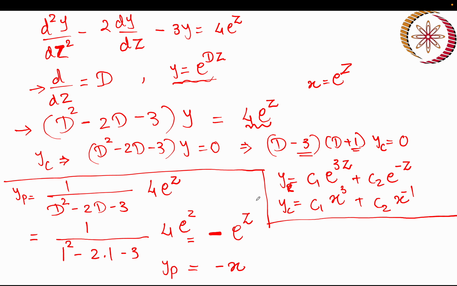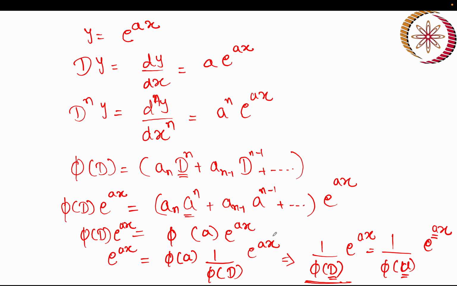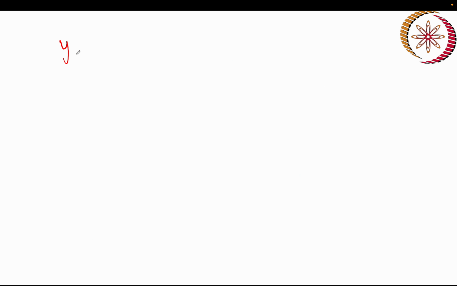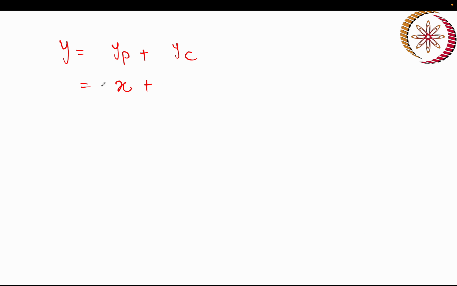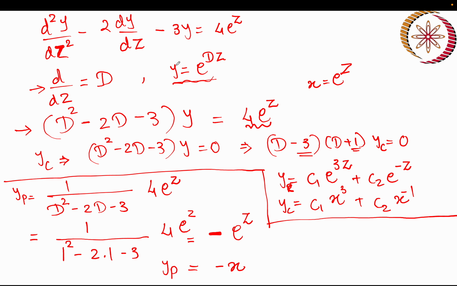Okay, so what we'll do is combine both and write them together. So y is nothing but y particular plus y complementary. So y particular we just got to be equal to minus x, and y complementary is c1 x cube plus c2 x raised to minus 1.